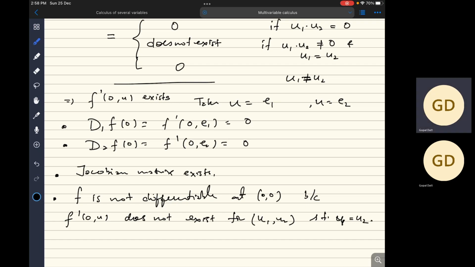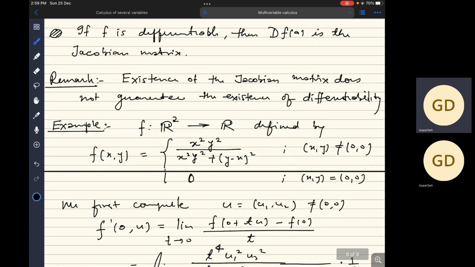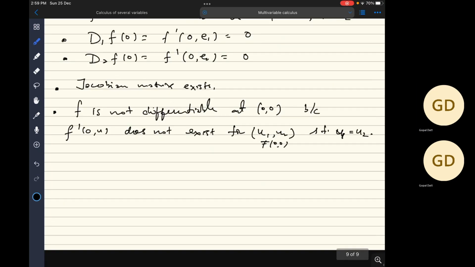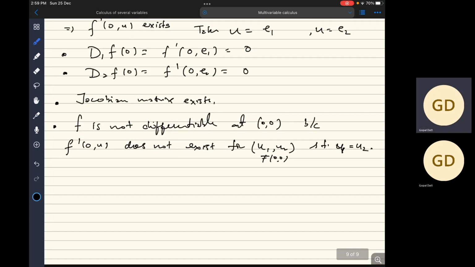Good. Here u1 u2 non-zero. So we have concluded that the existence of the Jacobian matrix does not guarantee differentiability. Correct? Okay, I'll stop here. Next lecture we will see continuously differentiable functions.